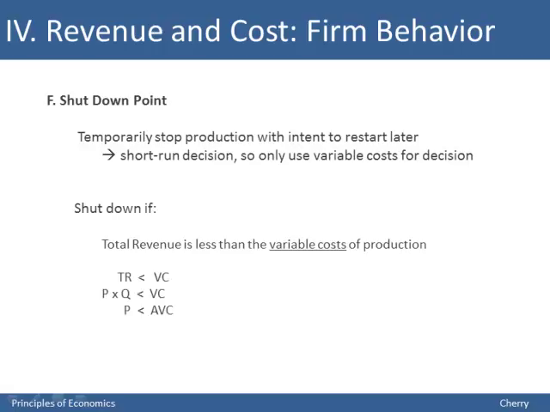So that's just TR is less than the variable cost, VC, right? So just reworking this a bit. We know total revenue is the same as P times Q, so we can replace TR with P times Q. So we can have P times Q is less than variable cost. And then we can divide through by Q, so we end up with price is less than average variable cost. And that is the shutdown rule. If price is less than average variable cost, we would want to shut down. If price is above average variable cost, we would want to restart.